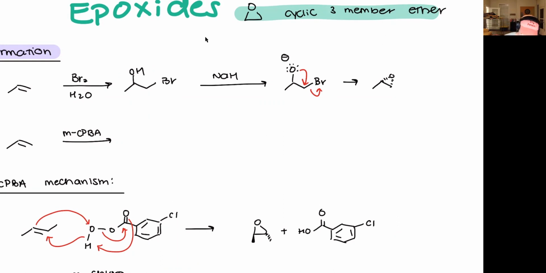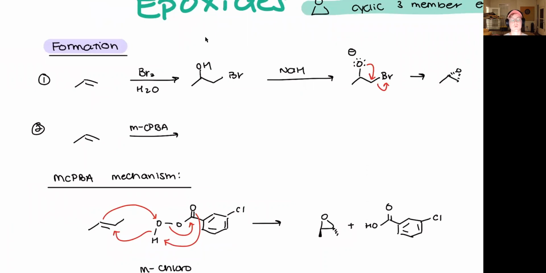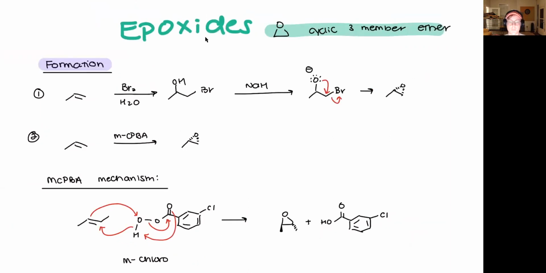Another way that we can use is the MCPBA reagent, and that will basically just form the epoxide in one step. We don't really need to worry about having two steps. From a synthetic standpoint, we almost always want to use MCPBA because we can achieve in one step what would take two steps with the halohydrin. So on a synthesis type question, be sure to use MCPBA because that will be the fastest route in almost every case scenario that I can think of.